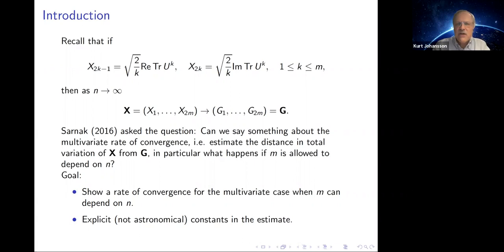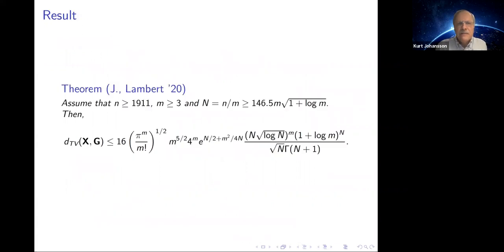And also another goal was to really give explicit and not astronomical constants in the estimate. As I said, in the result I had before, there's really no control of the constants. So we also aimed at actually keeping track of the constants and making sure that they are not like 10 to the 100 or something like that.